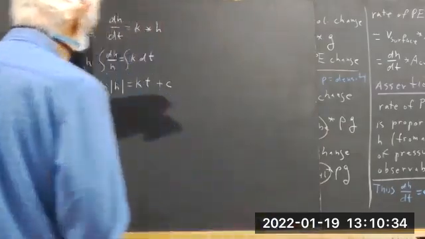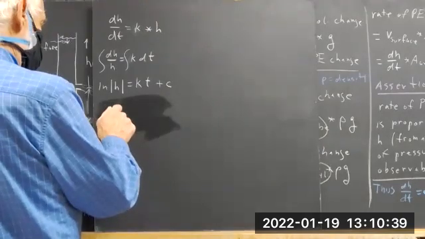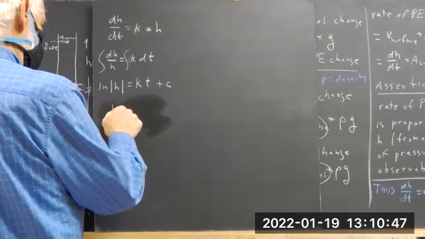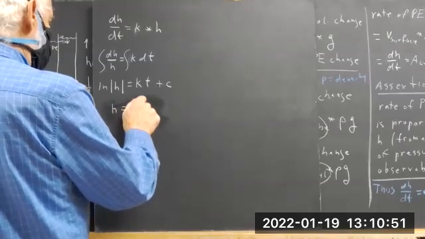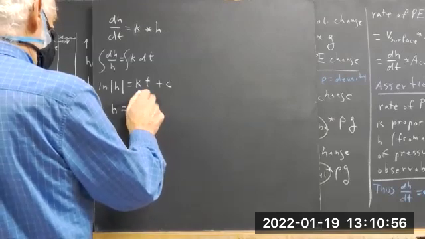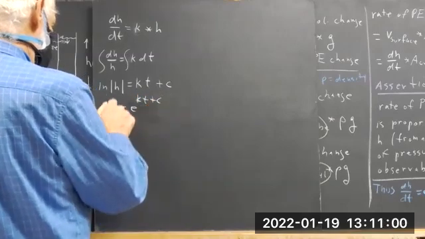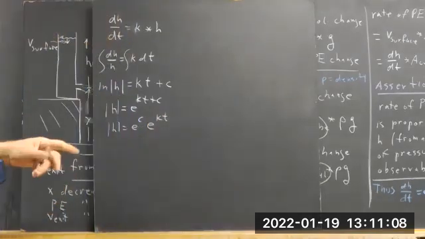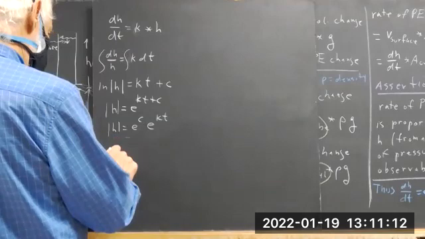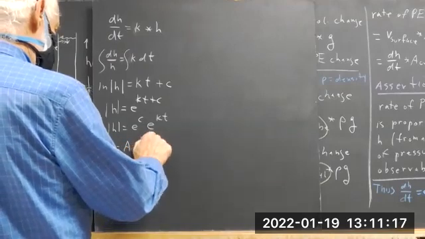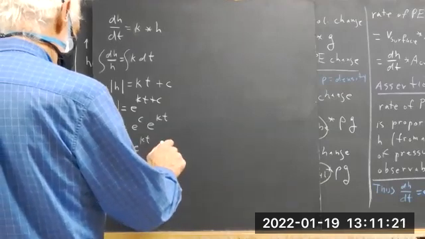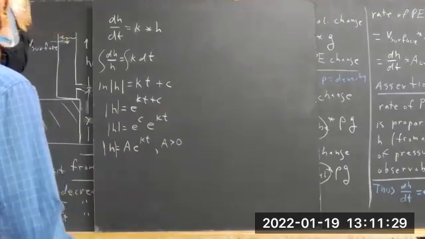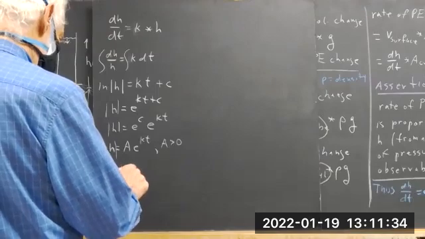Now, you're going to see this differential equation, you might as well see it here. So H is A e to the kt, where A is greater than zero.